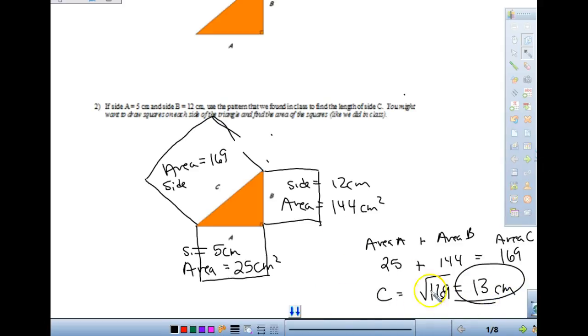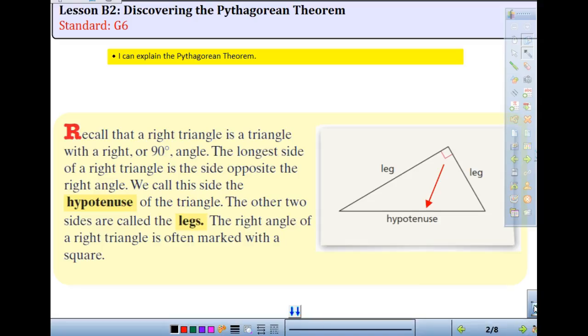Okay? So that's kind of what I'm looking for if we would hand this in. We're not handing it in right now, but you should have the same thing up with that top picture. Okay? I would like you to look at your B2 notes.